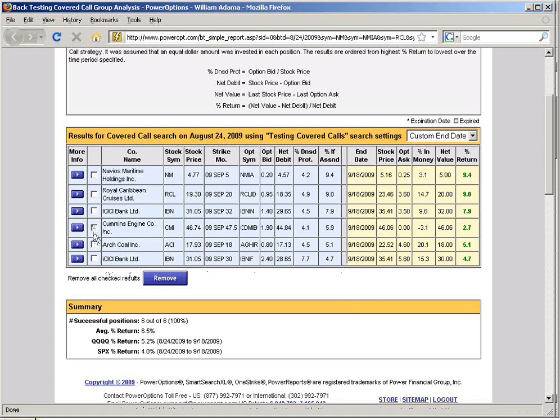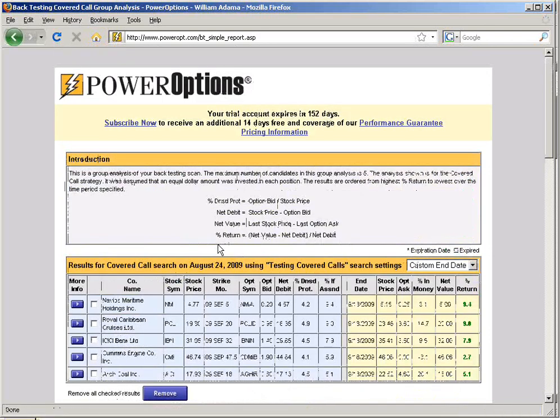Well, let's say that we were going to be aggressive. So what I'm going to do is click the checkbox here on our second ICI position, the 30 strike call that's deeper in the money, and I'll click remove. So now I'll just see the 5 results that I would have traded over that time period, and we can make a record of this. Of course, we had the 9.4, the 9%, 7.9, 2.7, and 5.1.